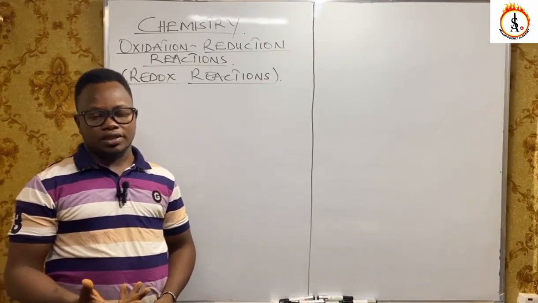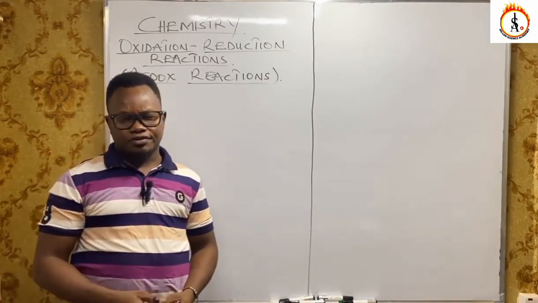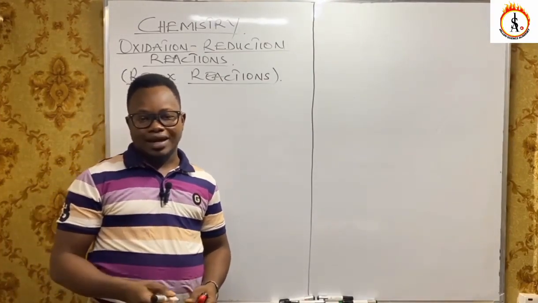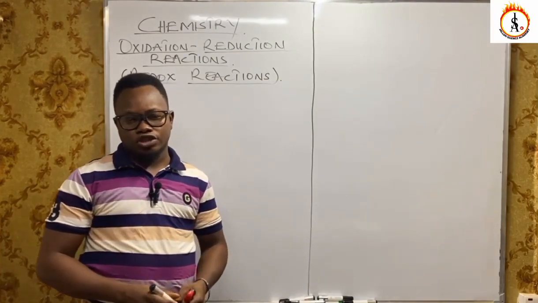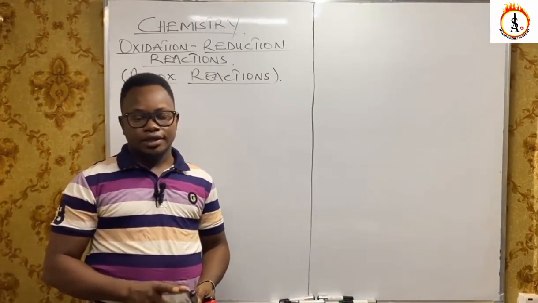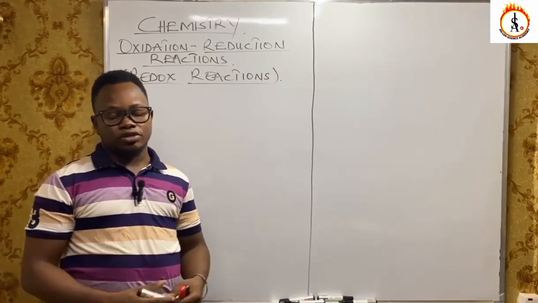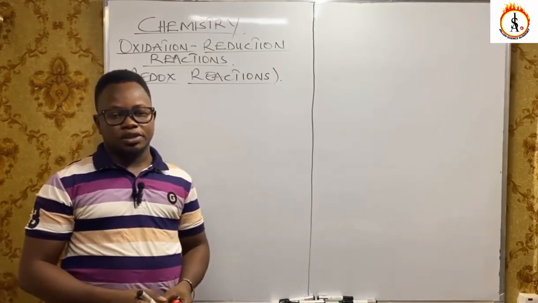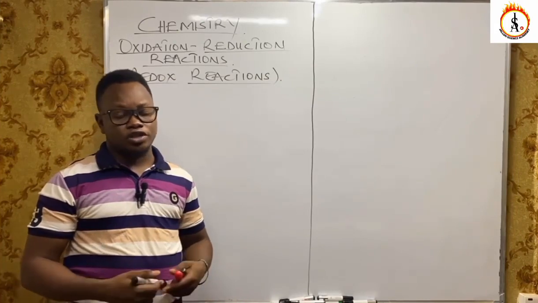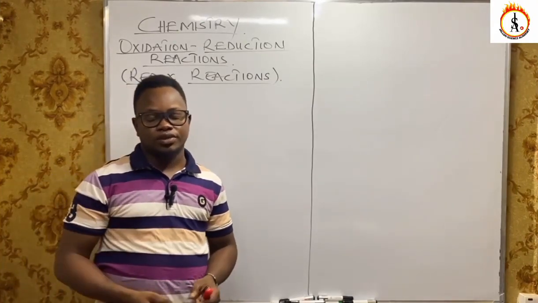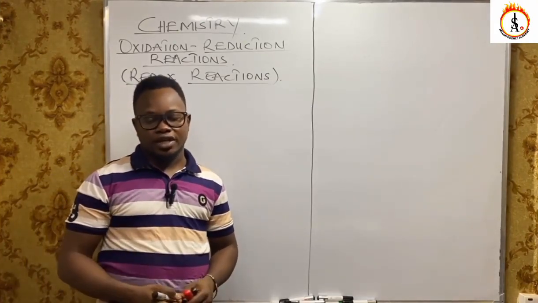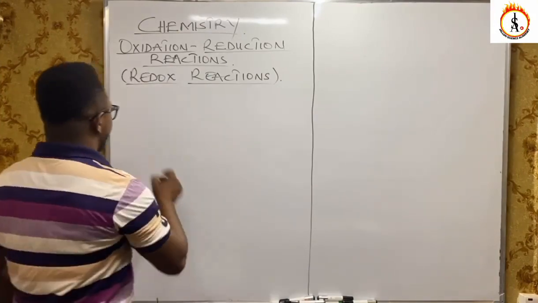We are going to look at it from three different perspectives. One, under the concept of oxygen or hydrogen transfer, two, under the concept of electron transfer, and the third one will be under the concept of oxidation numbers. So let's start with oxygen and hydrogen transfer.